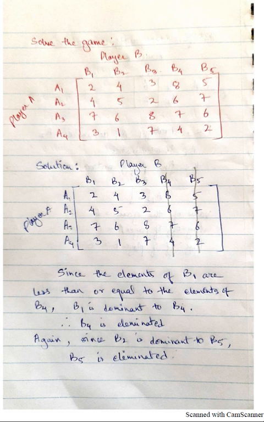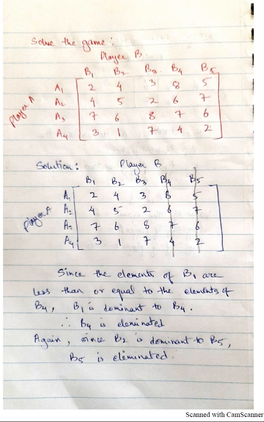Let us look at another example. So solve the game here. Given player A has A1, A2, A3, A4, player B has B1, B2, B3, B4, B5. Given are the payoffs here. Now for the solution, we first copy down the payoff matrix.